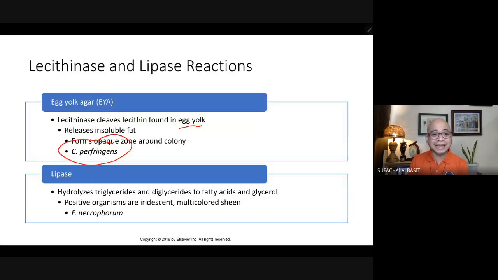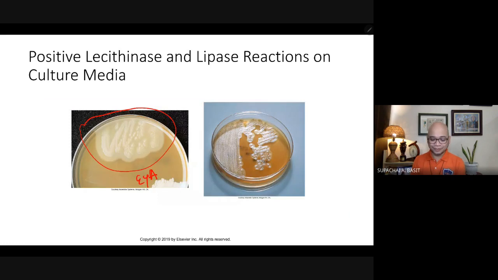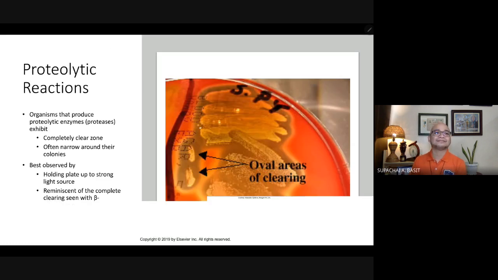Okay. The other one is lipase. This is another enzyme that determines the ability of the organism to hydrolyze triglycerides and diglycerides to fatty acids and glycerol. So the triglycerides and diglycerides would be broken down into fatty acid and glycerol. Positive organisms show an iridescent multicolored sheen, such as the one with Fusobacterium necrophorum. So this is a positive reaction in lipase reactions. And then we also have the proteolytic reactions. So, what do you mean by proteolytic?